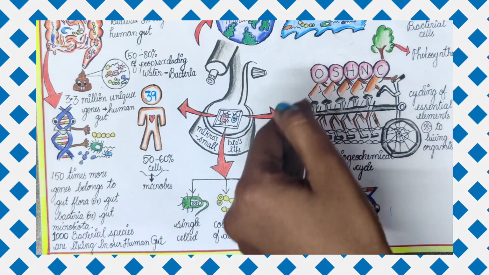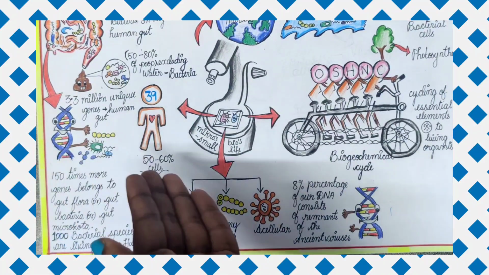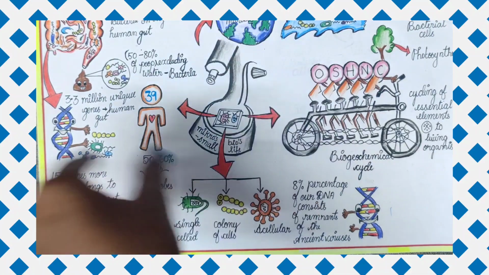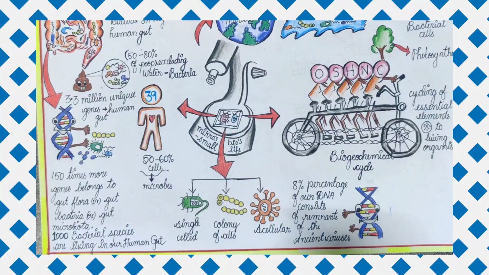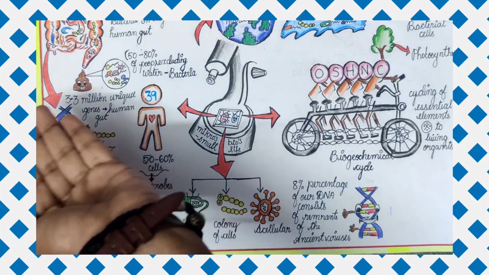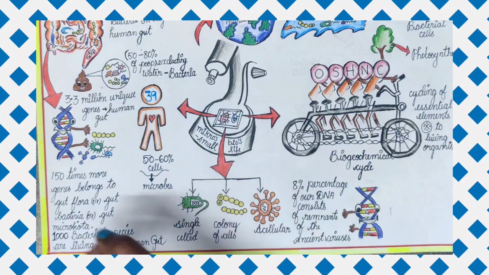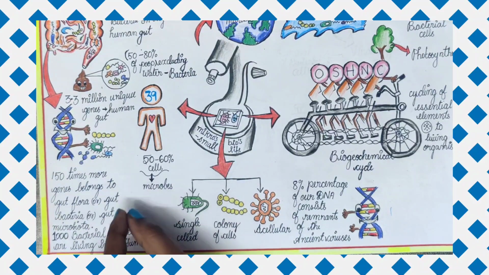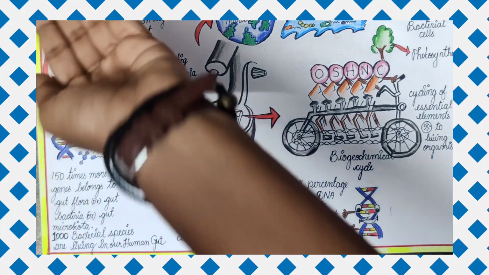You can have a doubt now, guys. What are metagenomic studies? It is the study of the genome, or the group of genetic material, of a microbial community. Okay, understand? Of these 3.3 million unique genes, 150 times more genes belong to the gut bacteria, or gut flora, or gut microbiota. All have the same meaning, referring to the organisms that live in our gut.